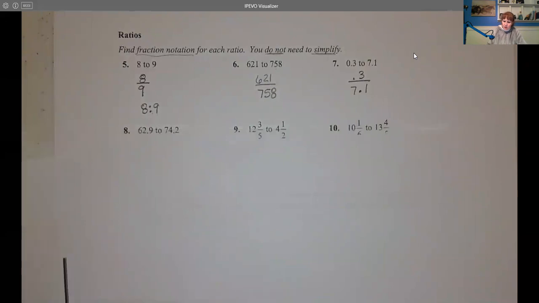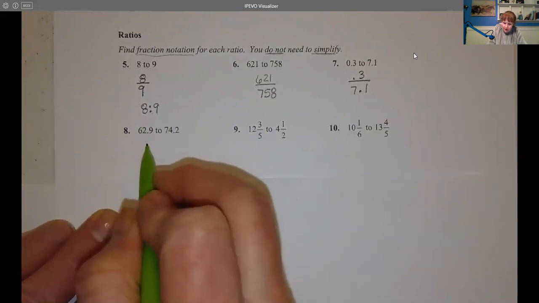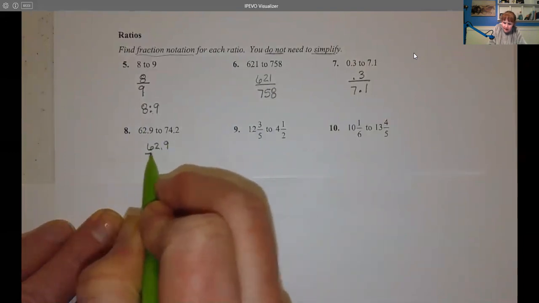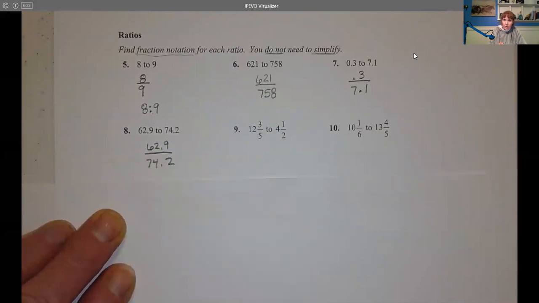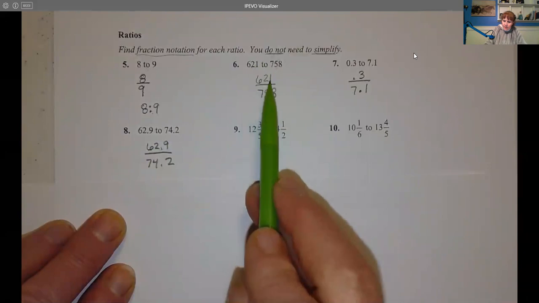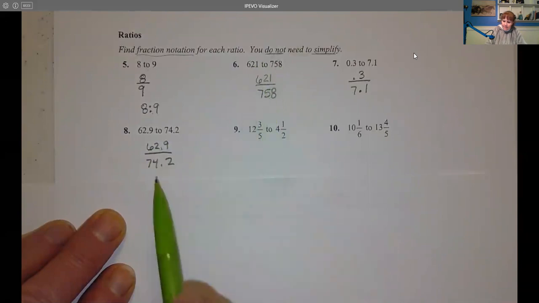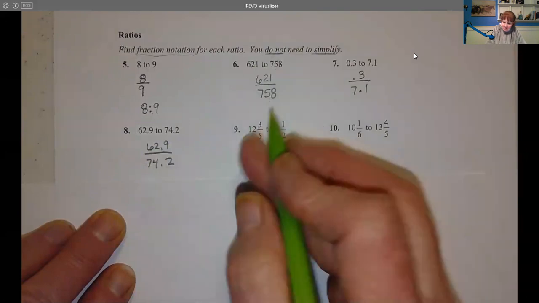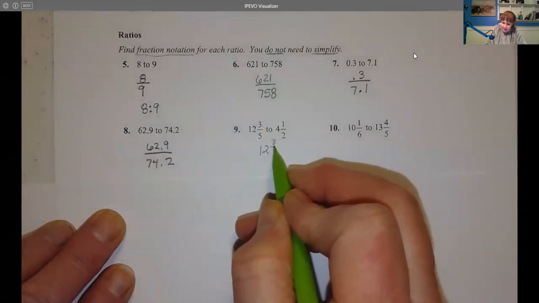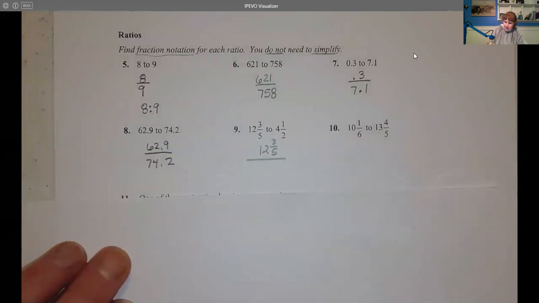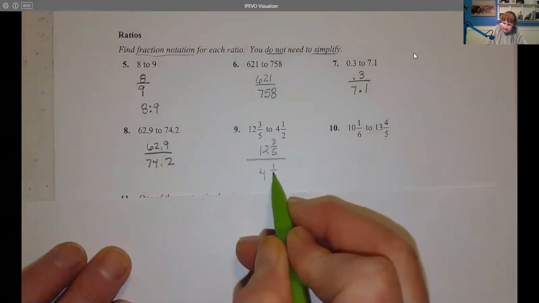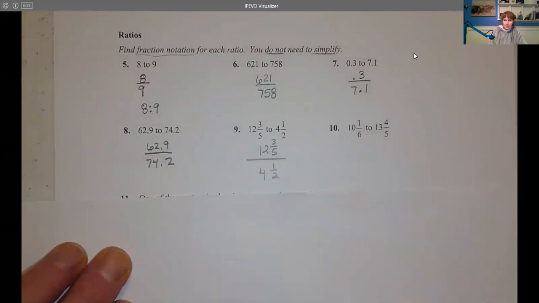Okay, let's do 8 and 9 here. 62.9 to 74.2. Again, pay attention to the order. Which one goes in the numerator? Which one goes in the denominator? The first number, numerator, second denominator. All right, now if you have these fractions, it's just going to be a pain to type into MyMathLab because you have to use that template. There's your first number. We're not simplifying these, so we'll just leave it like that. That's it. That's your answer.